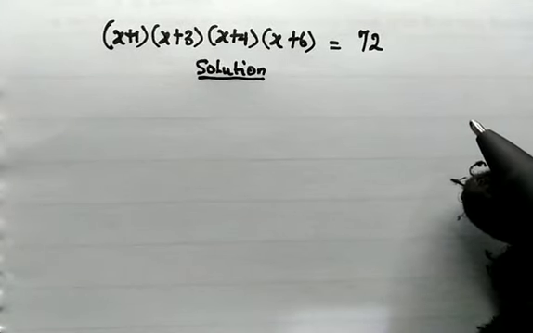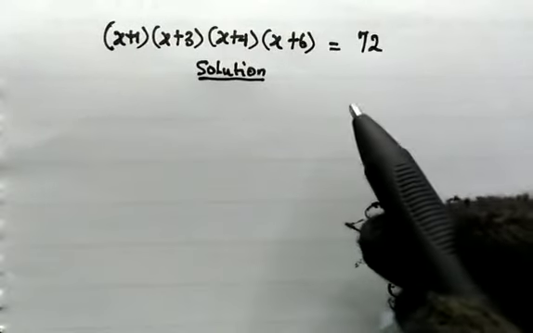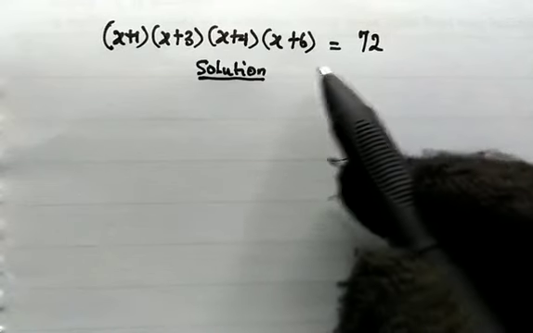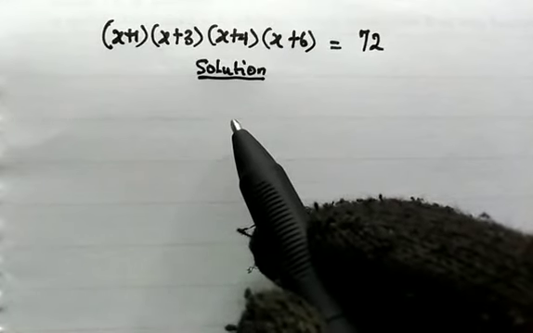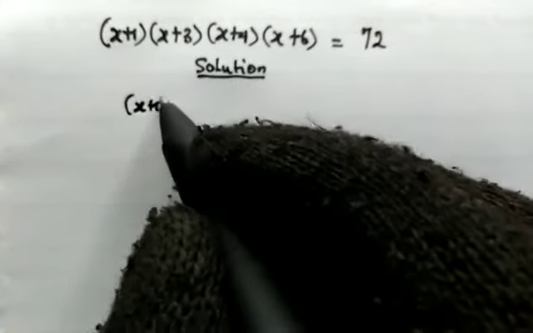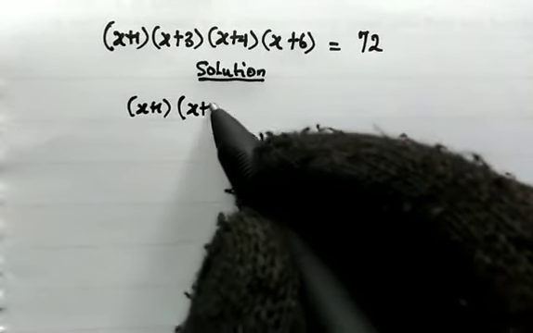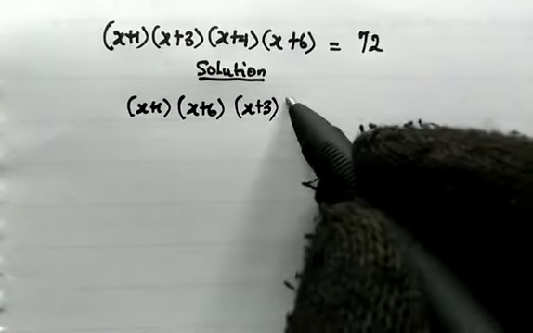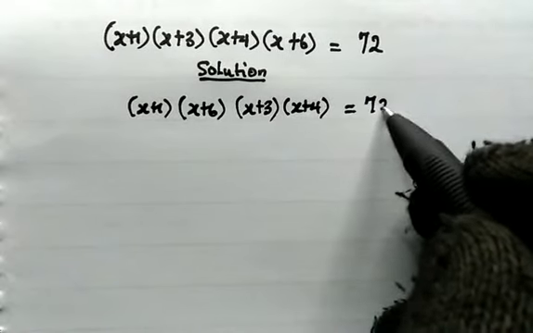Let's solve this equation very quickly. We have (x + 1)(x + 3)(x + 4)(x + 6) = 72. Now, the left-hand side of this equation, we rearrange it as (x + 1)(x + 6), then we have (x + 3)(x + 4), and this is equal to 72.